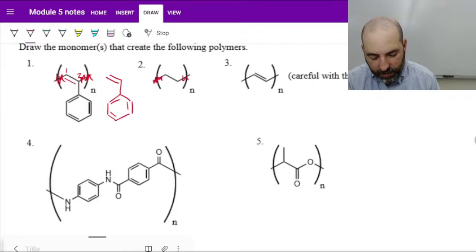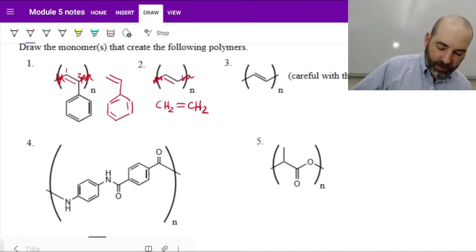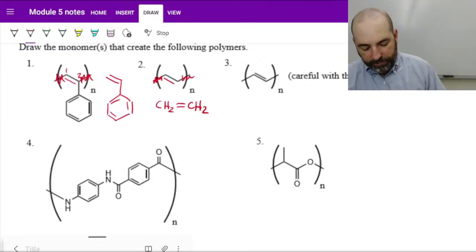Same thing here: getting rid of the links, reforming the double bond between the 2 carbons, which I'm going to draw in a condensed form, because otherwise it would just look like an equal sign. But it's just ethylene, and number 2 is polyethylene.